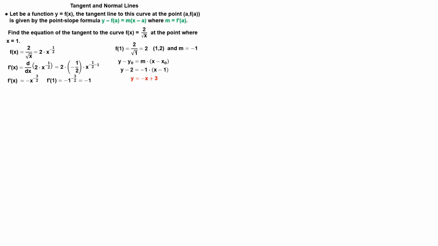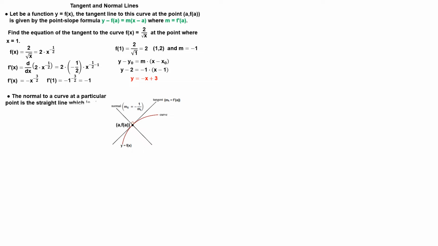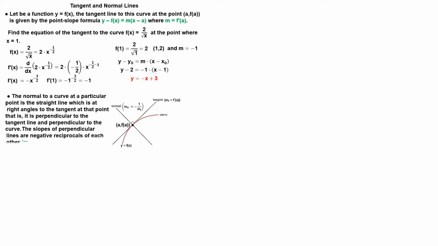There is another important line. It is perpendicular to the tangent line and perpendicular to the curve. This is the normal line. In the figure, we can see an example of the normal line. You may be asked to find the gradient and the equation of the normal to the curve. The normal to a curve at a particular point is the straight line which is at right angles to the tangent at that point. That is, it is perpendicular to the tangent line and perpendicular to the curve. The slopes of perpendicular lines are negative reciprocals of each other. In other words, the product of their gradients is -1.